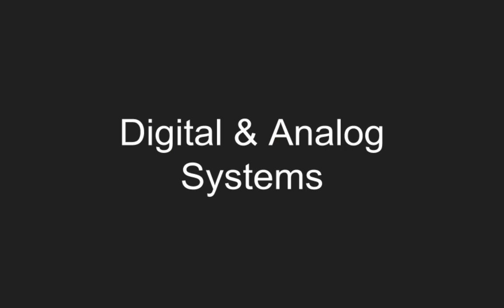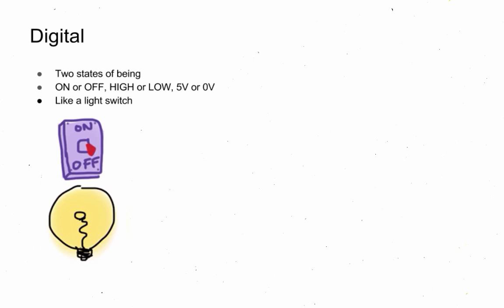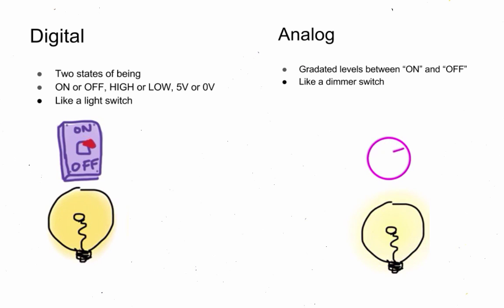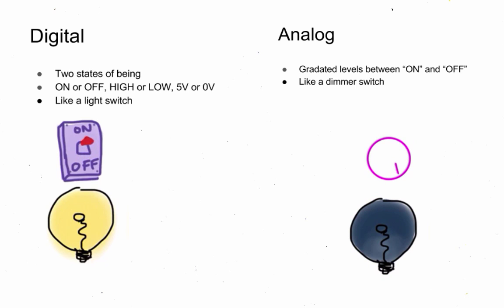There are two types of input-output systems, analog and digital. With digital inputs and outputs, there are two states of being, on or off, high or low, and 5 volts or 0 volts. Think of a light switch. It simply turns on and off. In an analog system, there are gradated levels between on and off. For instance, think of a dimmer switch.